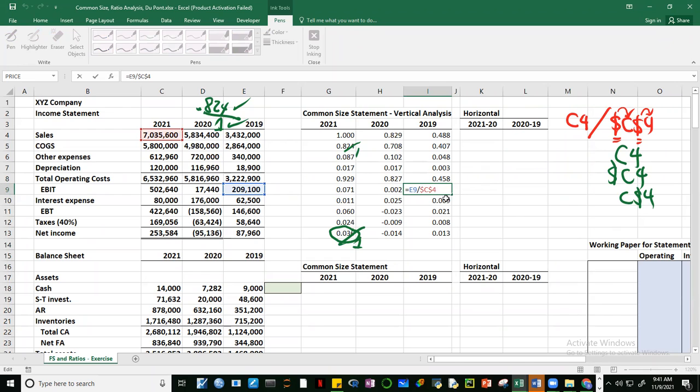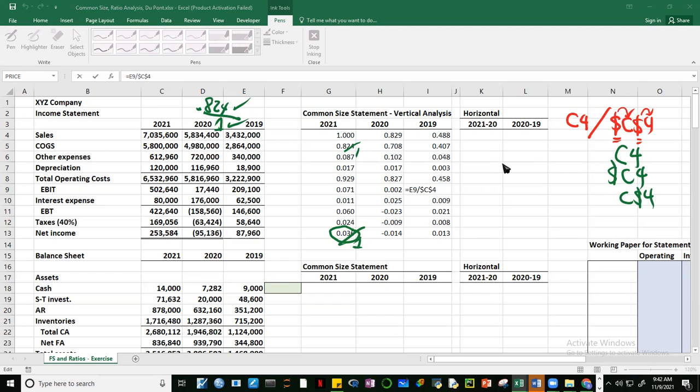What are we inferring here? What's wrong with this formula, guys? Anyone, please? What's wrong with that formula? Sir, I think it's not the same year. Oh, yes. So what should it be, Josh? It should be, instead of 2021 sales, it's supposed to be 2019. Yes, correct. Thank you, Josh.